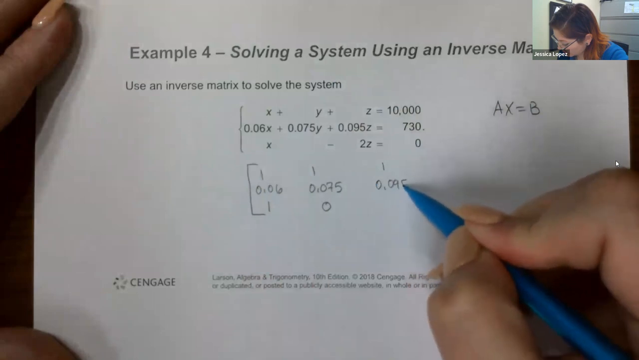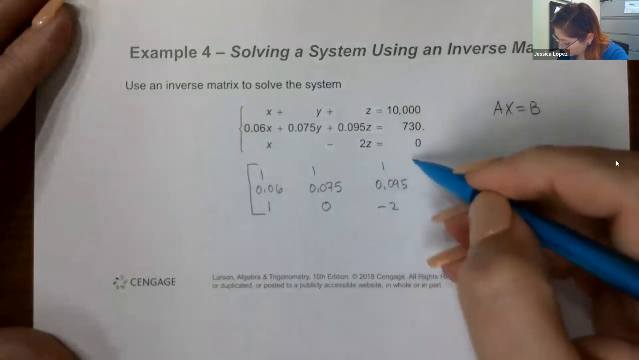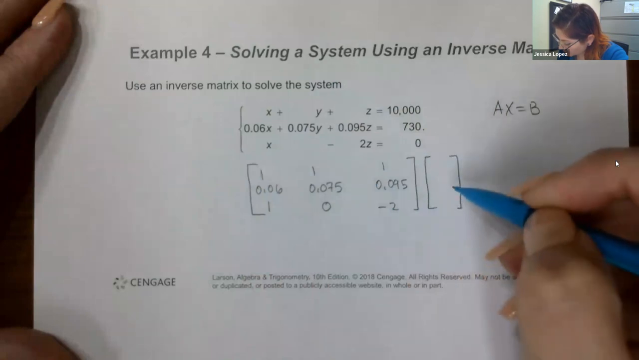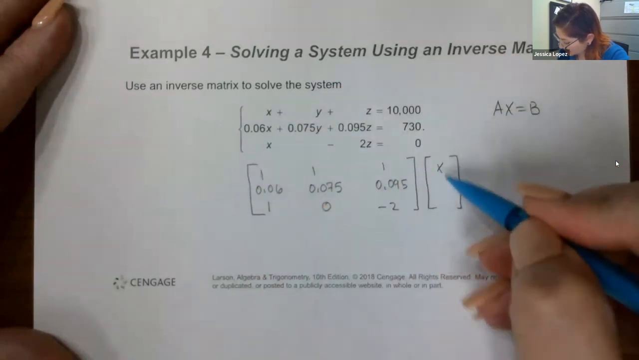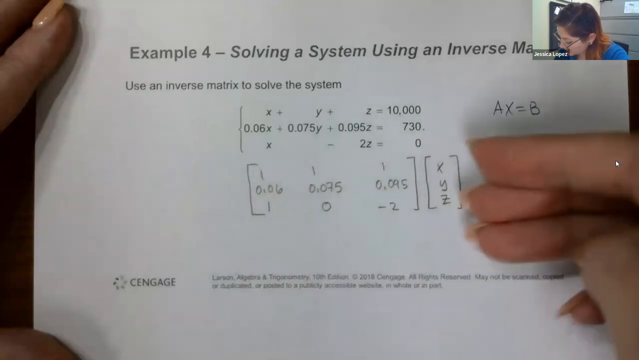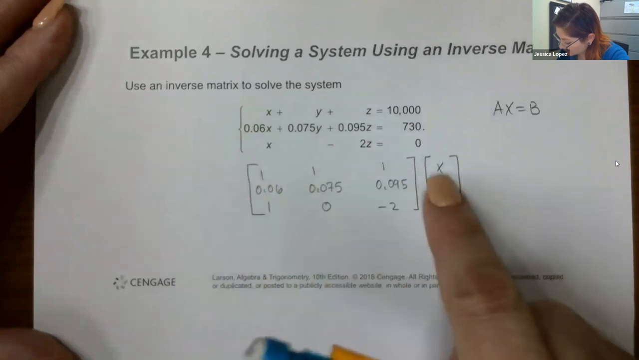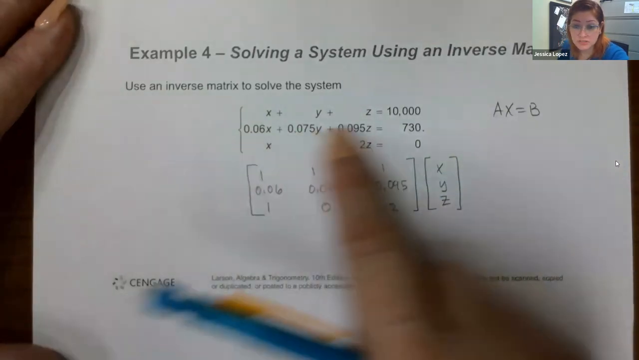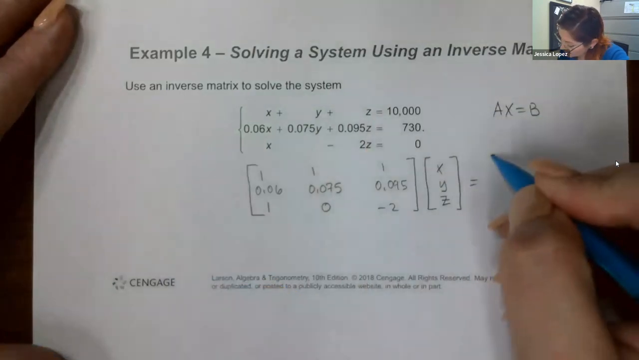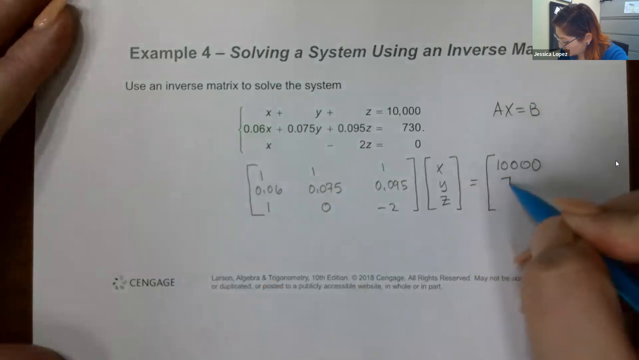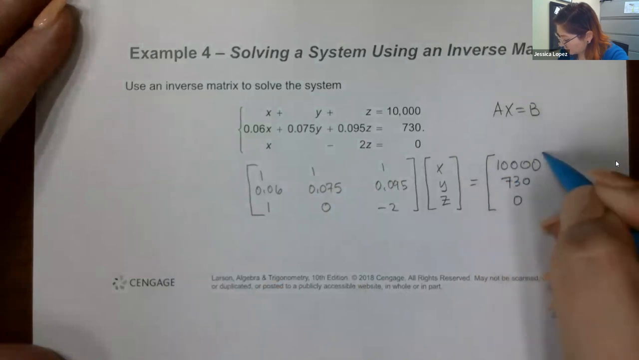1, 0.095, and negative 2. Then my X matrix is my variables only. So this is X, then Y, then Z. Now remember, when you multiply these times these, that's going to be the coefficient of X, that one the coefficient of Y, and this one the coefficient of Z, just as it is. Equal to the constant function, which is 10,000, 730, and 0.